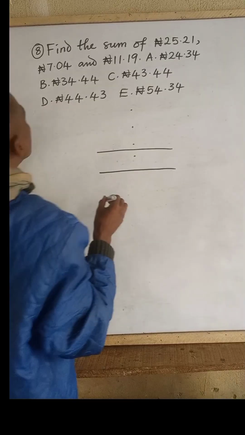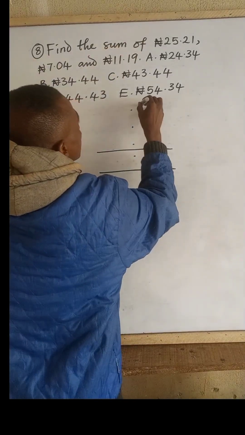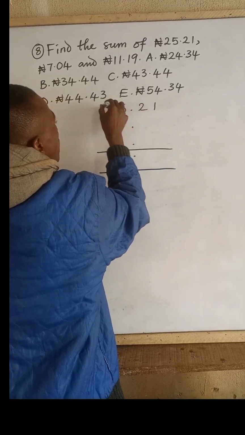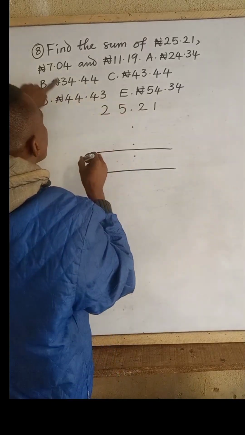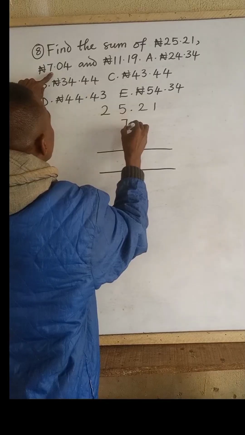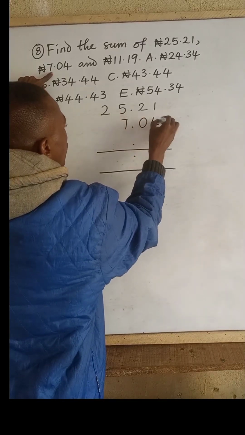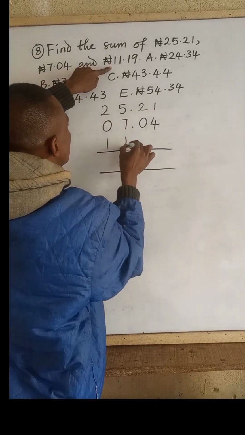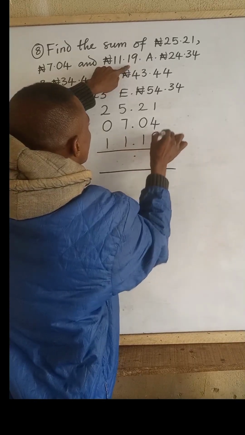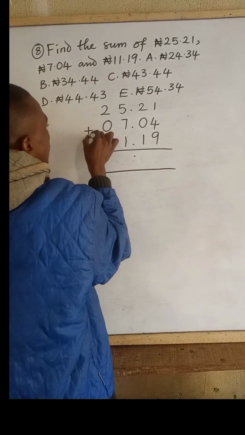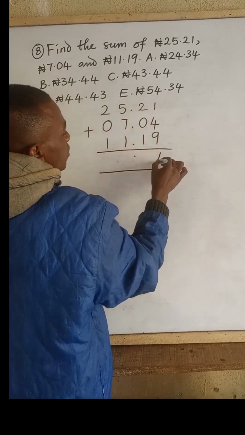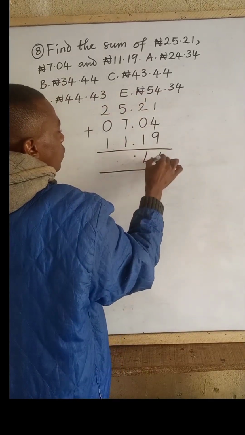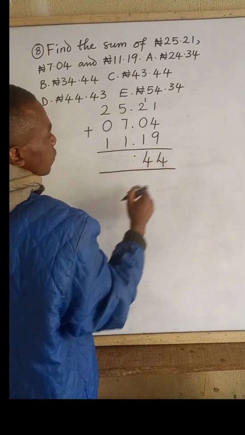So I will start fixing it. So what we have there is 21, 25. The second one is 704. I will fill here with 0. This one is 11. This is 19. I will put the addition sign. So when I add this, it will give me 14. I will carry 1 and fix it here. It will be 4. So what I have here now is 44 kobo.